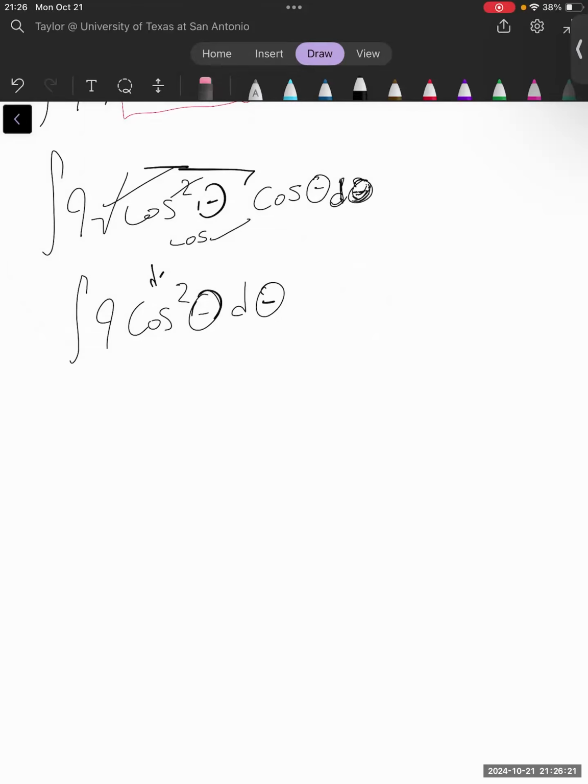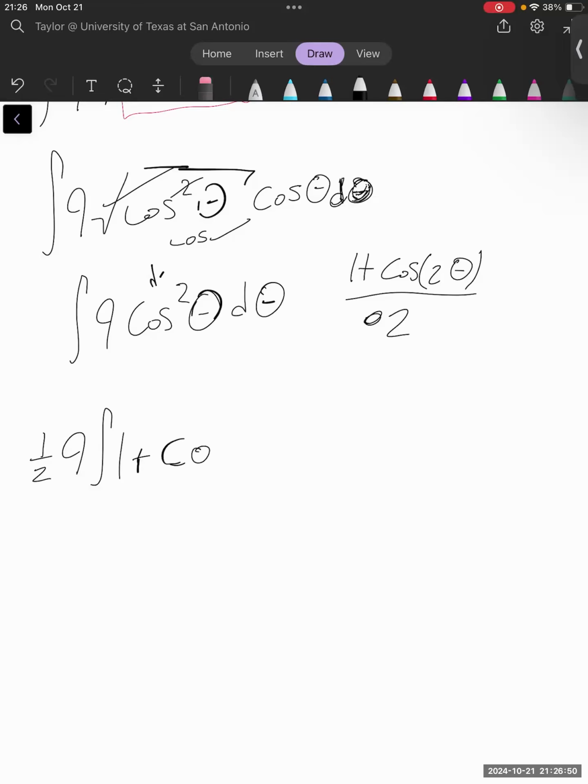We know we have an identity for cosine squared, and the integral for cosine squared is equivalent to 1 plus cosine 2 theta over 2. So pulling that 9 out, I get the integral of, I'm also going to pull out this 1/2, put it right here. And I have 1 plus cosine 2 theta.